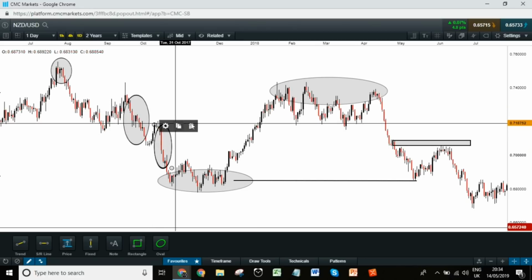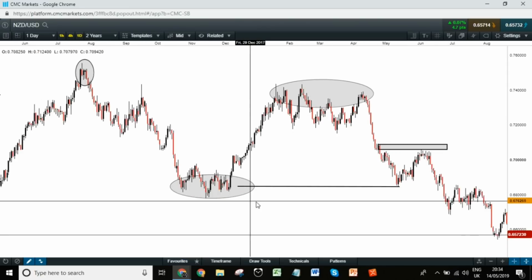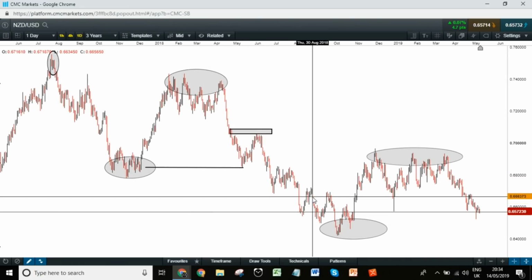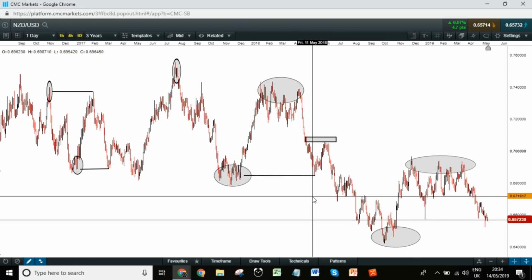Okay, so we're just looking for the extremes. And again, this is much easier to see on the daily chart than it is on, say, the 4 hour or the hour, because the lower down you go, as I said earlier, everything begins to look like an extreme level.